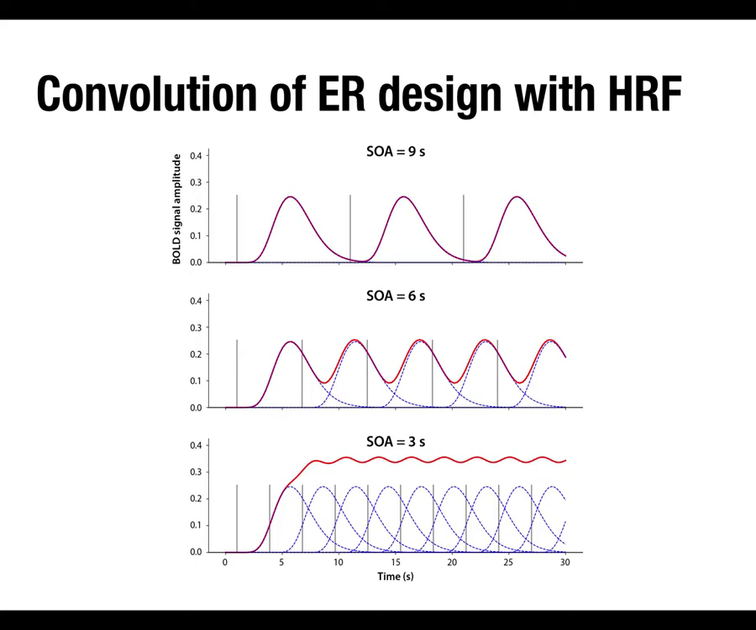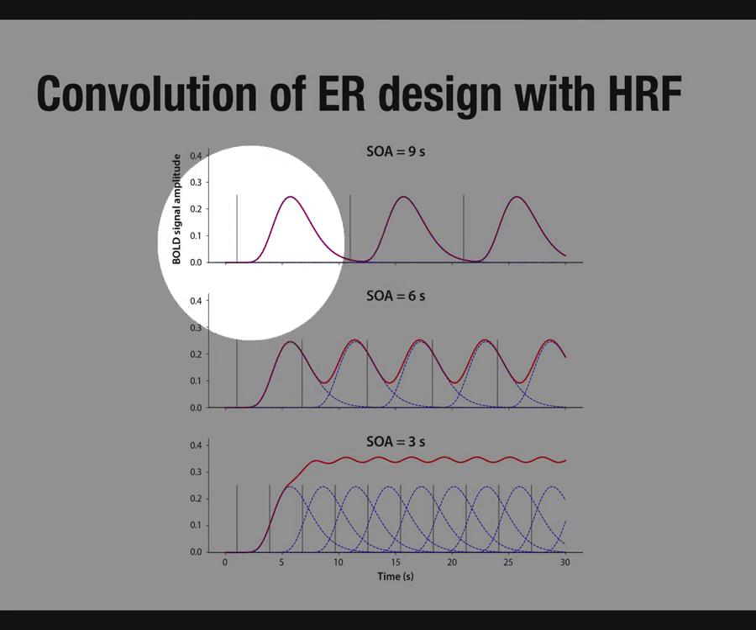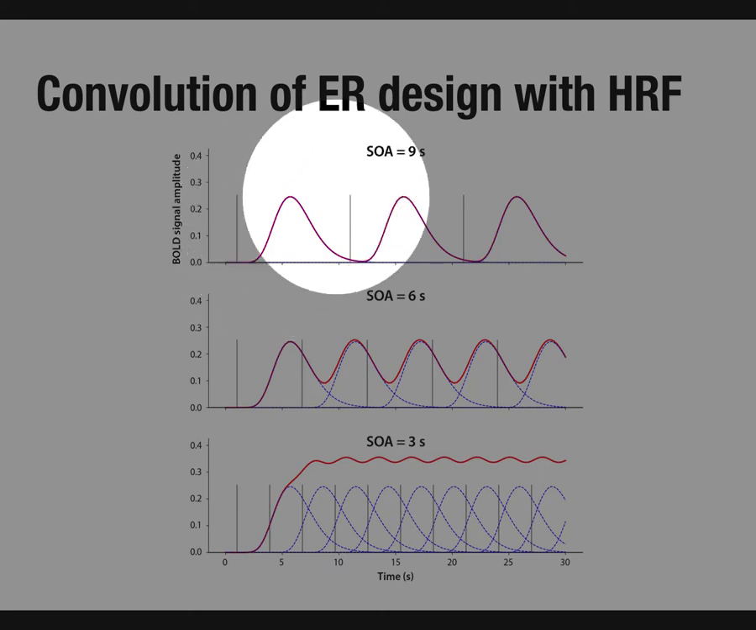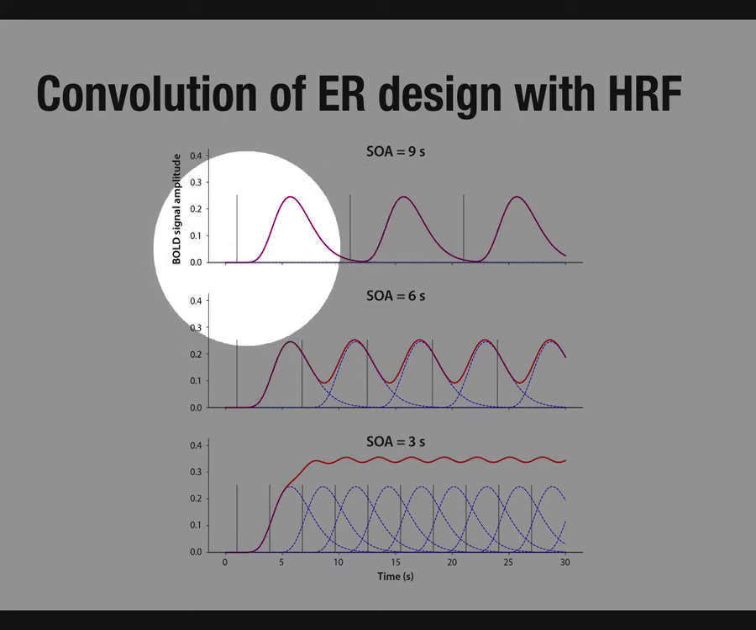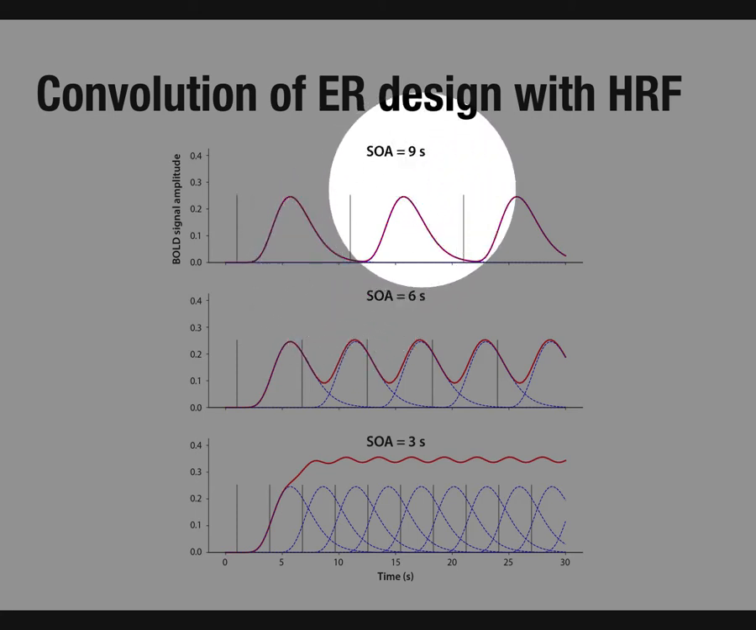So here's the challenge. The top panel here, those sticks, the thin vertical lines, are showing you when the stimuli occurred. And here the SOA, the stimulus onset asynchrony, the time between the onset of one stimulus and the next, is 9 seconds. And then that's our model hemodynamic response function. And so you can see stimulus, HRF rises, falls, basically comes back to baseline before the next one. So that's what we call a slow and inefficient event-related design.